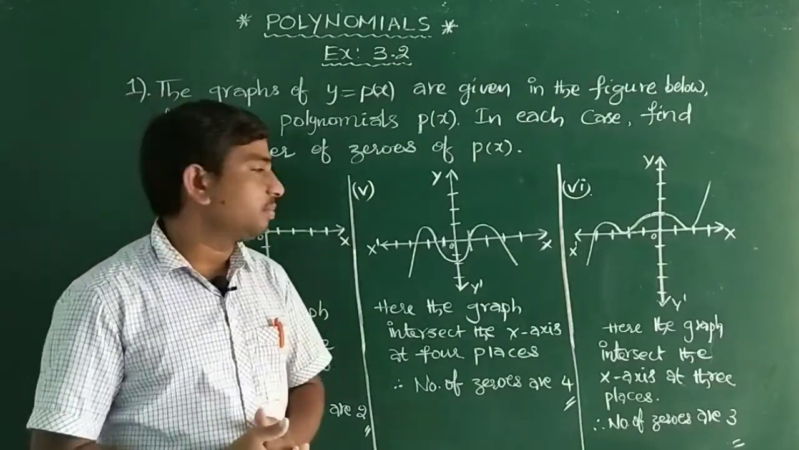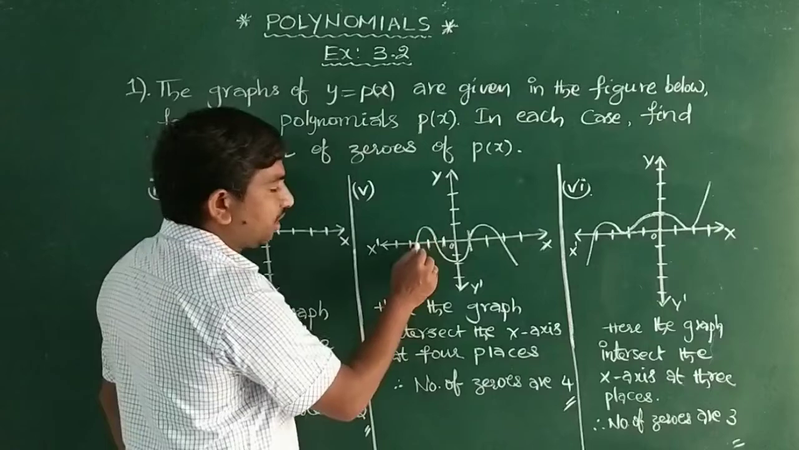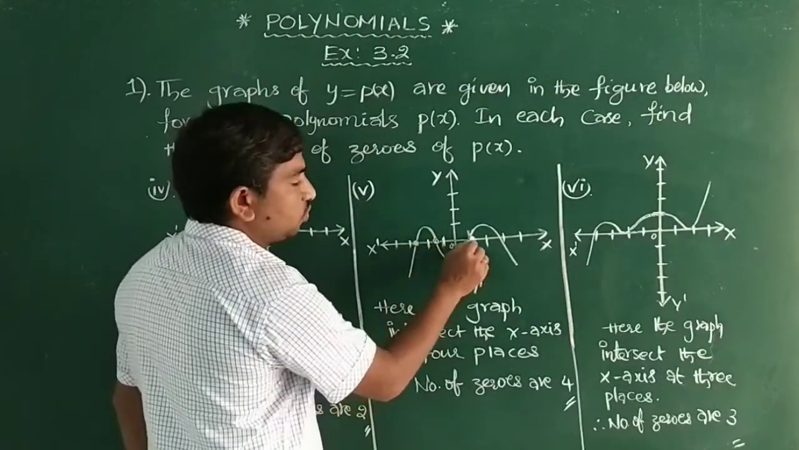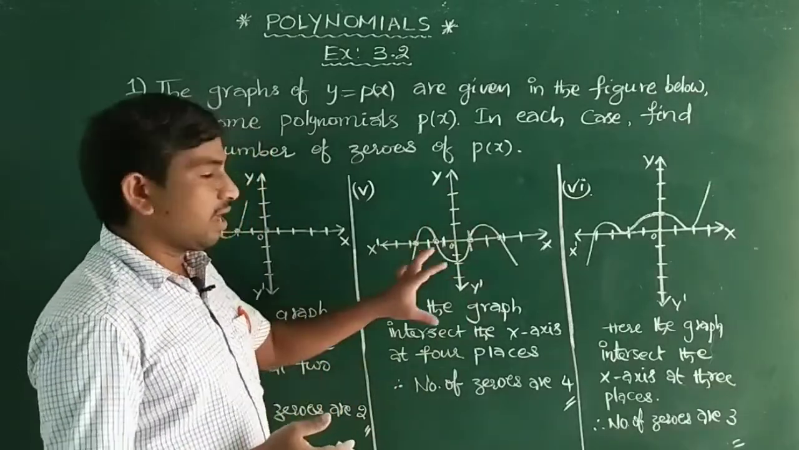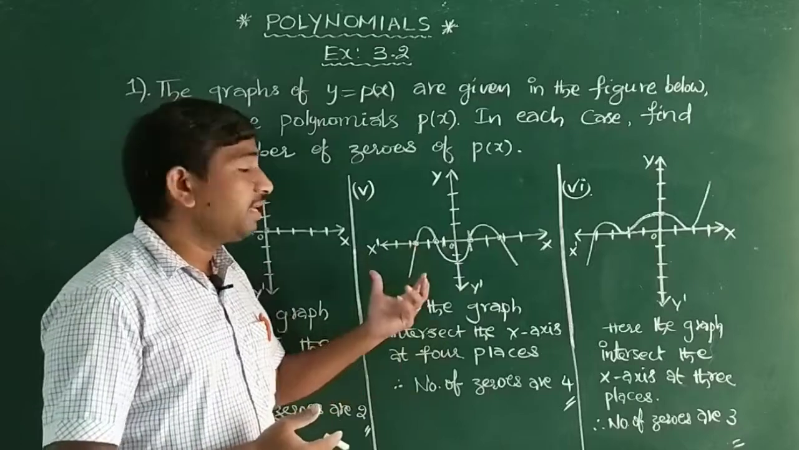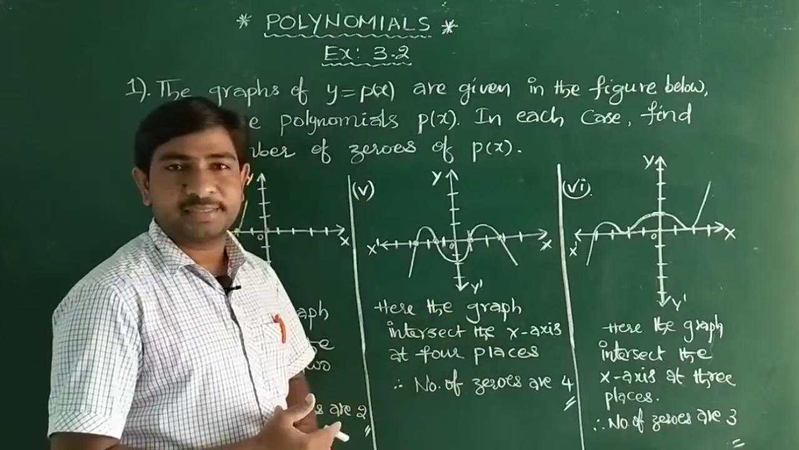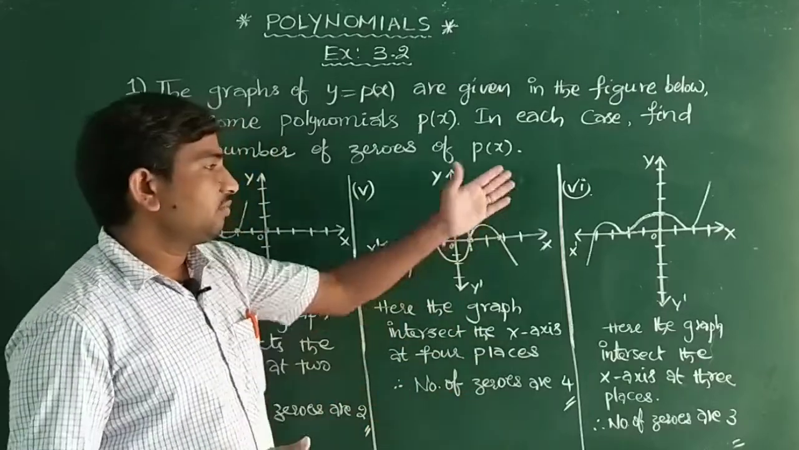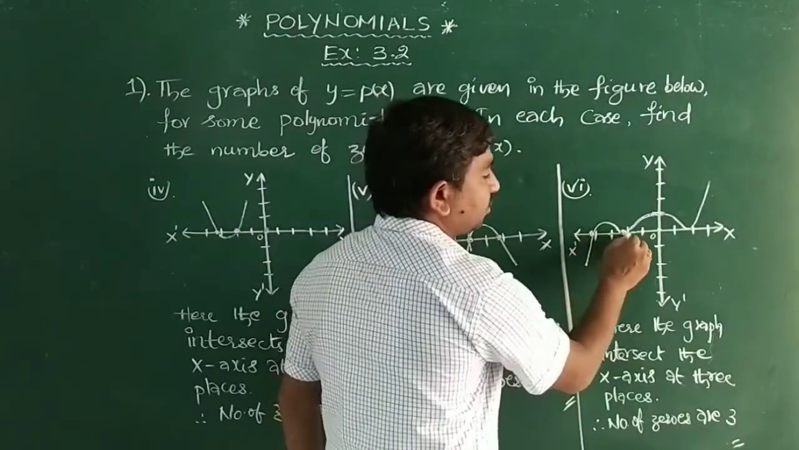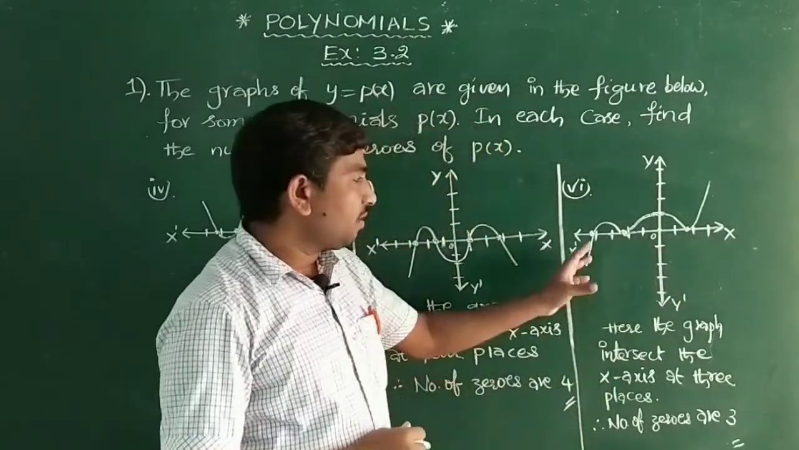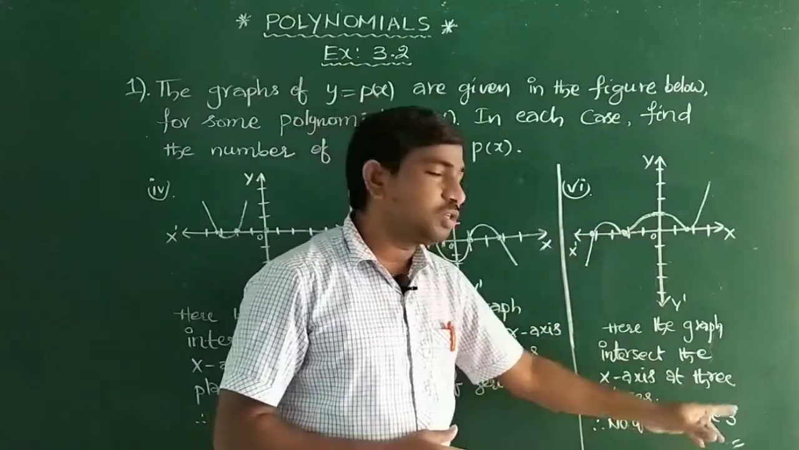And take the fifth problem. From the fifth graph, what can we get? See this, the given graph intersects the x axis at 1, 2, 3 and 4 places. So this graph or curve has how many zeros? 4 zeros. The graph intersects the x axis at 4 places, therefore the number of zeros is 4. From the sixth graph, if you observe, the graph intersects at one place, 2 and 3. So the curve intersects the x axis at 3 places. Therefore the number of zeros is 3.